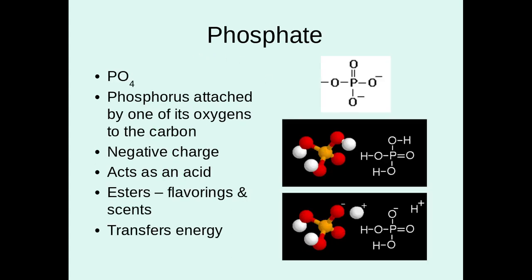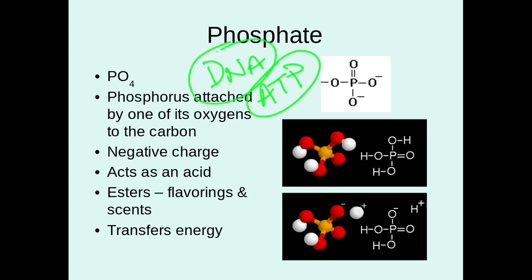Phosphate. A phosphate is a PO4. P double bonded to an oxygen and 3 other oxygens, PO4. Now, a PO4, you see phosphates a lot in DNA, sugar phosphate backbone, as well as in ATP, DNA and ATP. So those are 2 molecules that we will talk about a lot, and we should know that there are phosphates in there.